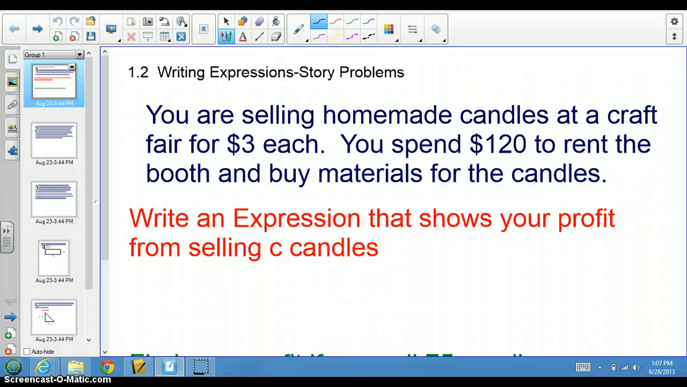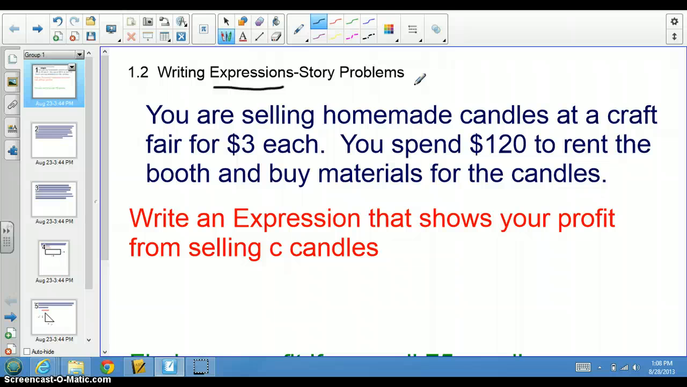Hello, today we are going to go over writing expressions by taking them from story problems. Remember, expressions have variables in them. Variables are letters that stand for a number, for an unknown. Also, expressions do not have equal signs. Equations do. So expressions don't have equal signs, but they have variables in them.